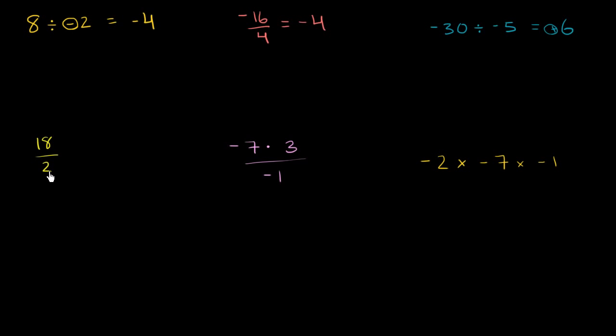18 divided by 2, and this is a little bit of a trick question. This is what you knew how to do before we even talked about negative numbers. This is a positive divided by a positive, which is going to be a positive. So that is going to be equal to positive 9. Now we start doing some interesting things.